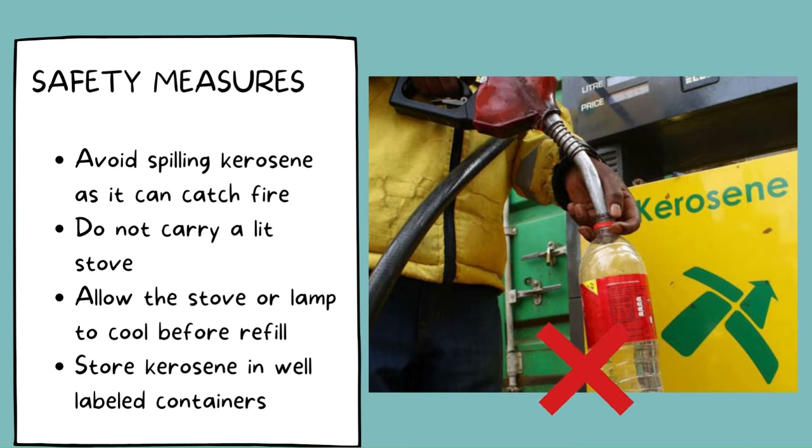Some of the safety measures to observe when you're using kerosene: avoid spilling kerosene as it can catch fire easily. Secondly, do not carry a lit stove. Only light a stove in the exact location where you intend to use it. Third, allow the stove or lamp to cool before refilling it. And lastly, store kerosene in well-labeled containers. If you look at this picture, the kerosene is being pumped into a bottle that is not correctly labeled. The label should read kerosene.